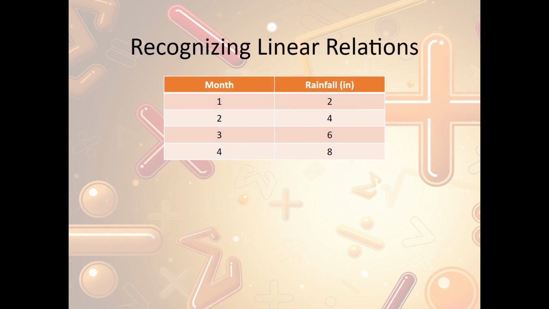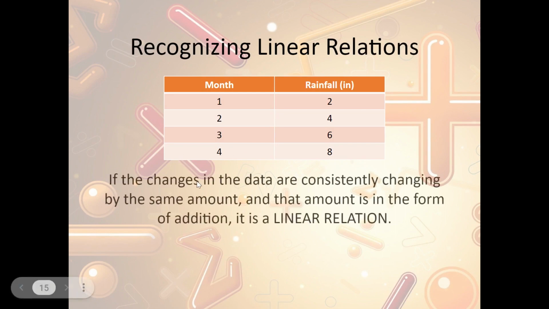Now from that, can we tell if these patterns are linear or not? If the changes in the data are consistently changing by the same amount, and that amount is in the form of addition, it is a linear relation.